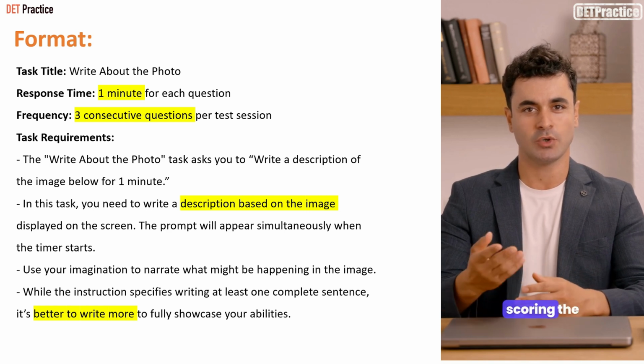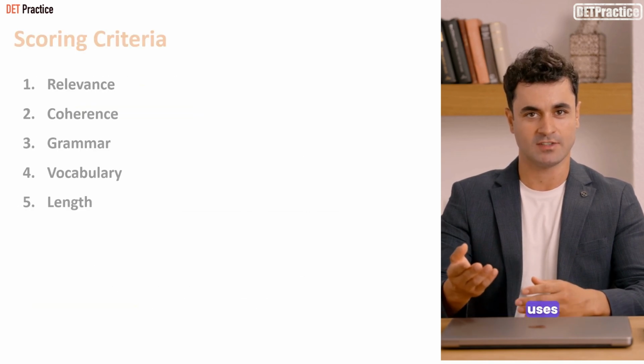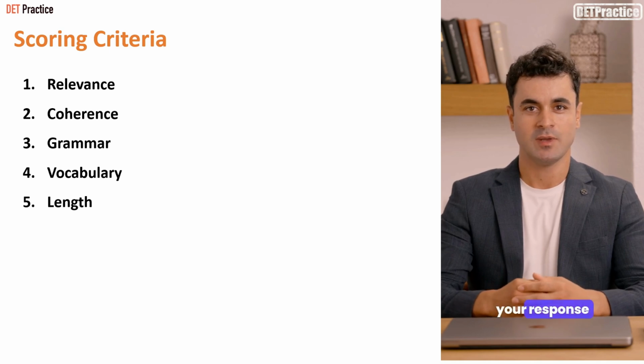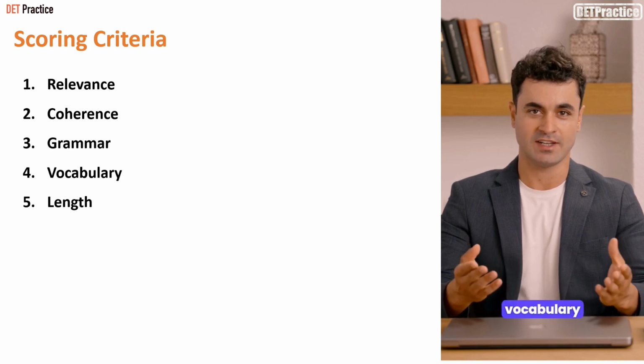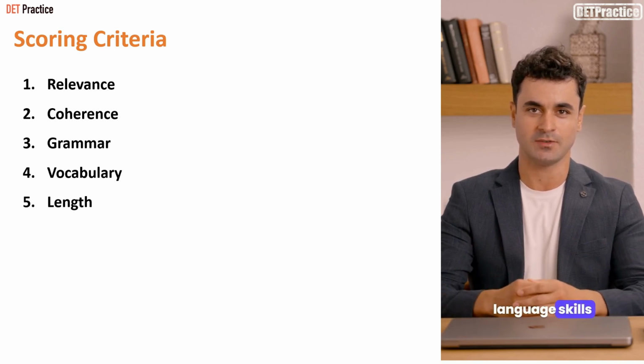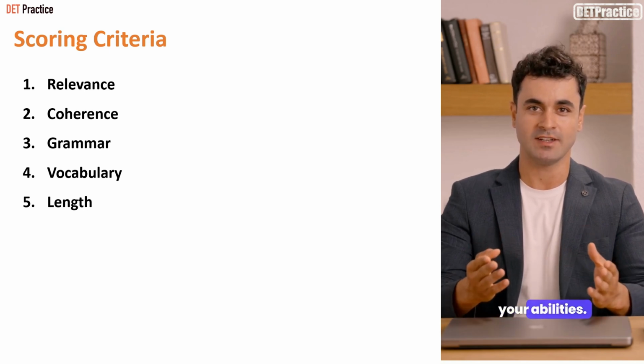Let's talk about scoring. The Duolingo English test uses AI to evaluate your response based on 5 key criteria: relevance, coherence, grammar, vocabulary, and length. Relevance means your description actually matches what's in the image. Coherence refers to how well your ideas flow together. Grammar and vocabulary assess your technical language skills, and length considers whether you've written enough to fully demonstrate your abilities.